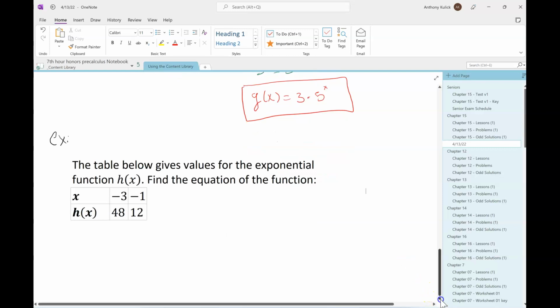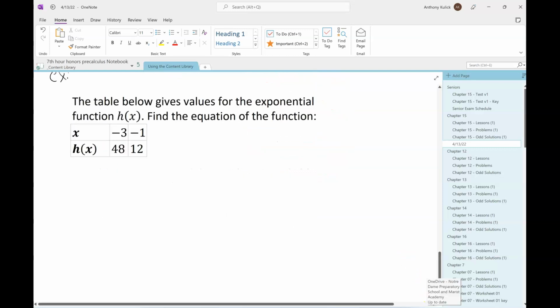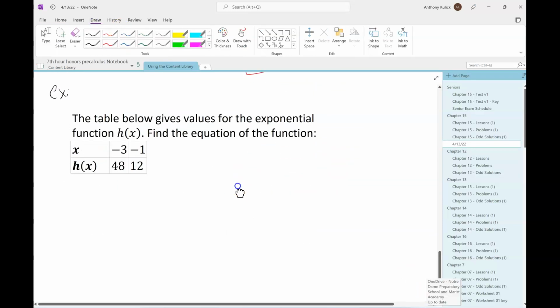Okay. Now, Mr. Kulik, you said there's an easy way and a hard way. Can we see one where we have to do it the hard way? Yeah, for sure. That's next up. So how do I know that this is going to be the hard way? None of the x coordinates are 0.